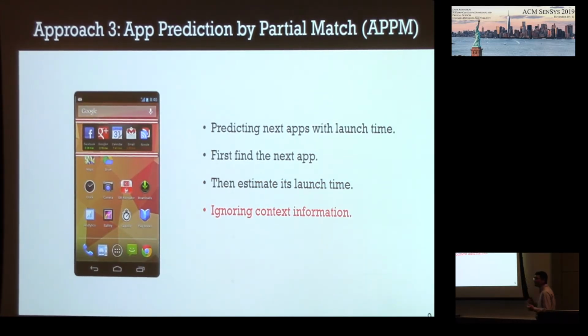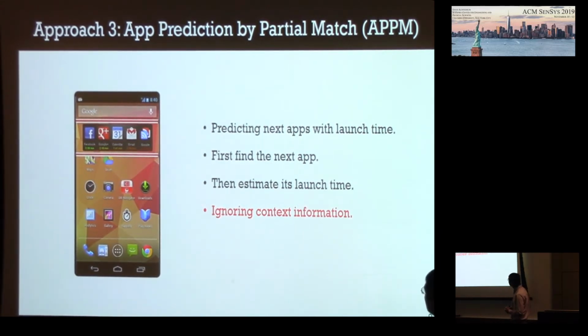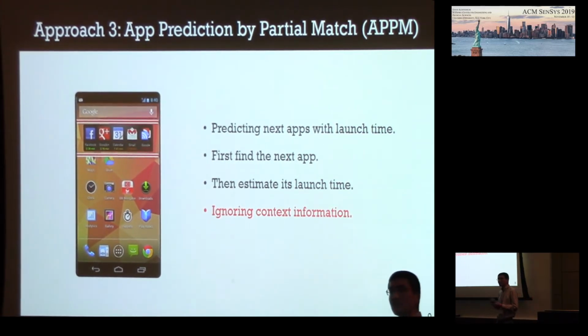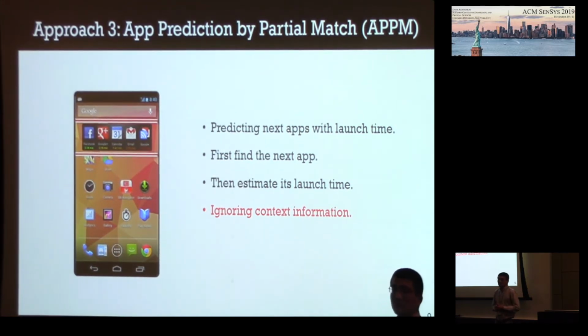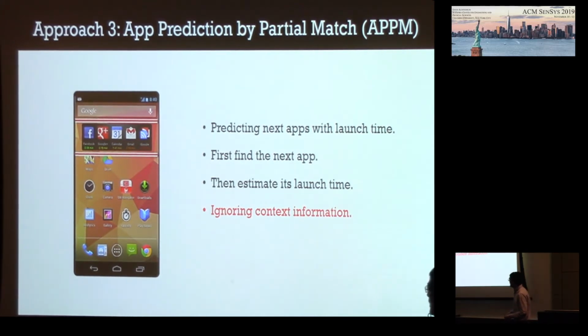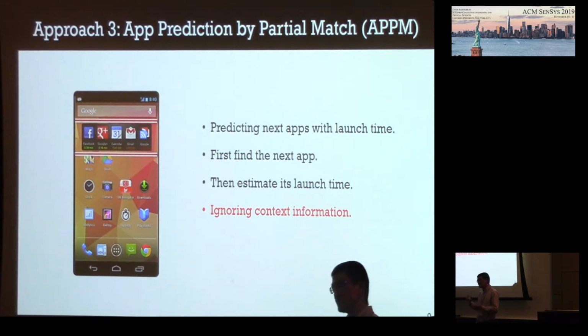There is also an existing work that has already considered the launching time. This work first finds the next app that the user wants to use, and then based on this result, it estimates its launching time based on the historical data of that specific app. But the problem is that this paper does not consider the context information. So this is pretty much what we have now. As we see, there are two important limitations. First is the context information. Another one is the launching time.